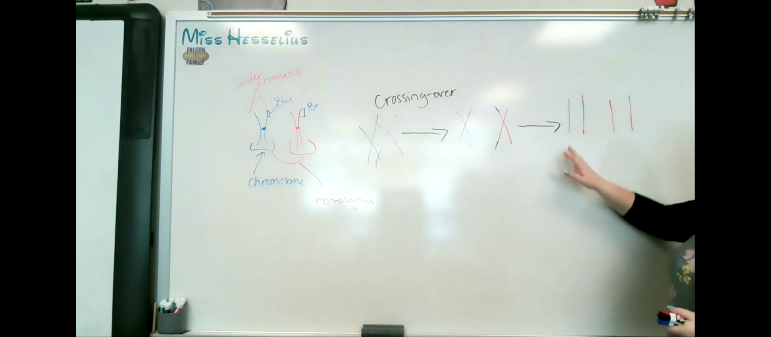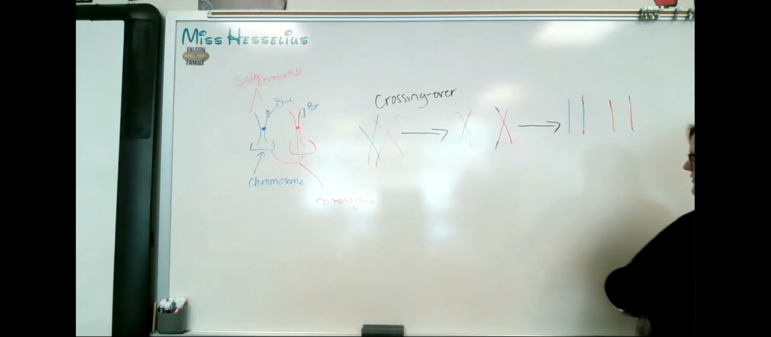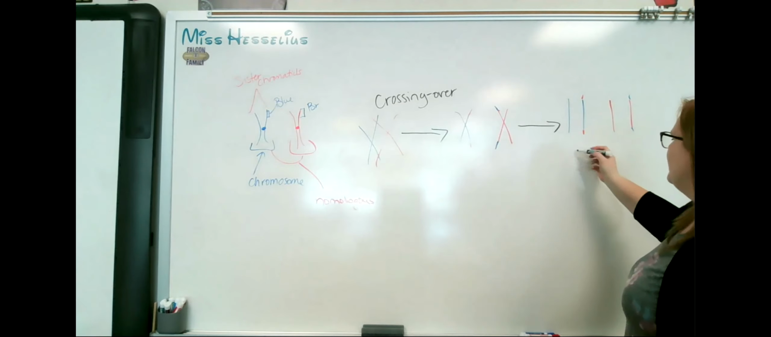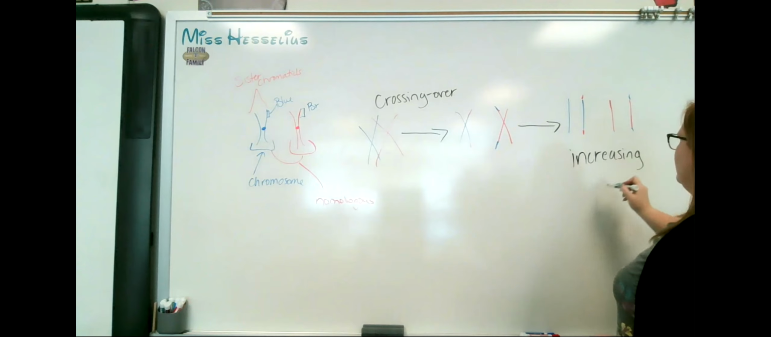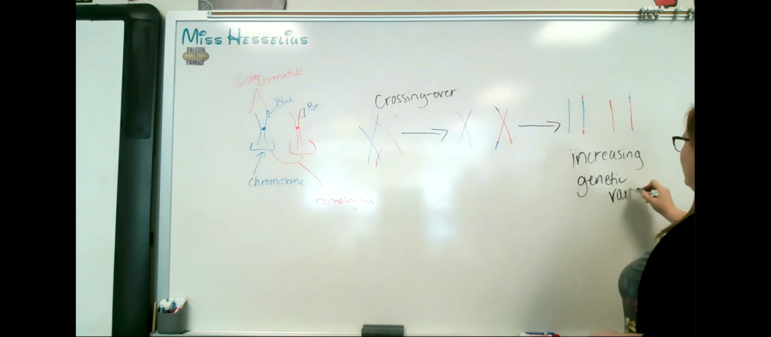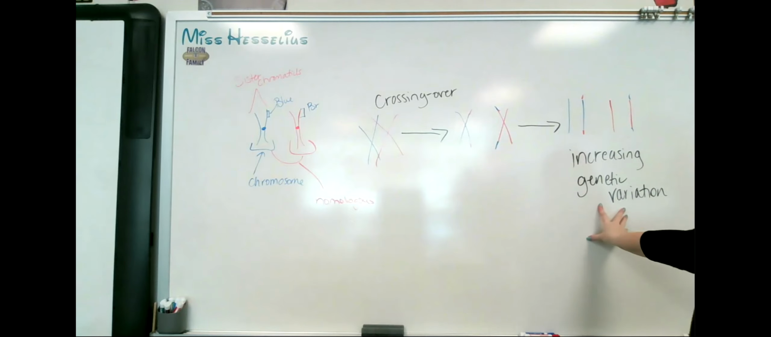So if none of your chromosomes are genetically identical, you're increasing genetic variation. So the main thing to remember about crossing over is that it increases genetic variation. And when we get to evolution review, this will be very important. Genetic variation is really important for the survival of a species and for sexually reproducing organisms like humans and animals and plants. It's very important.